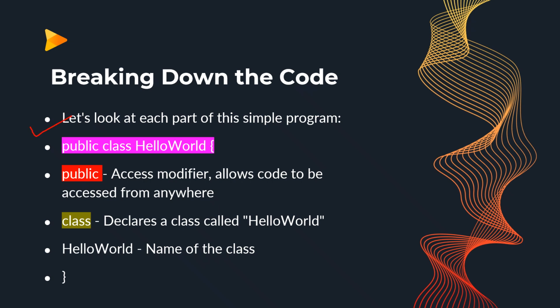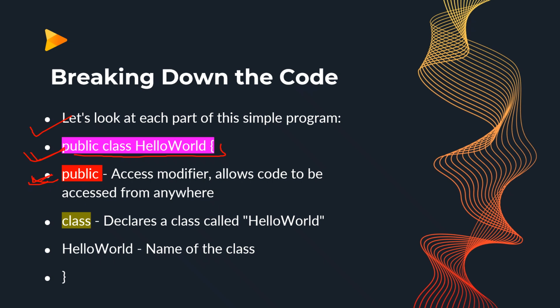So first is public class HelloWorld, and we are also going to break this down into parts, and after that we can understand each and every part of our program. We created this in our previous program. So what is public class HelloWorld? First is public. Public is an access modifier which allows code to be accessed from anywhere. Public means there is no restriction to access this class. So this is public, and it can be accessed from anywhere.